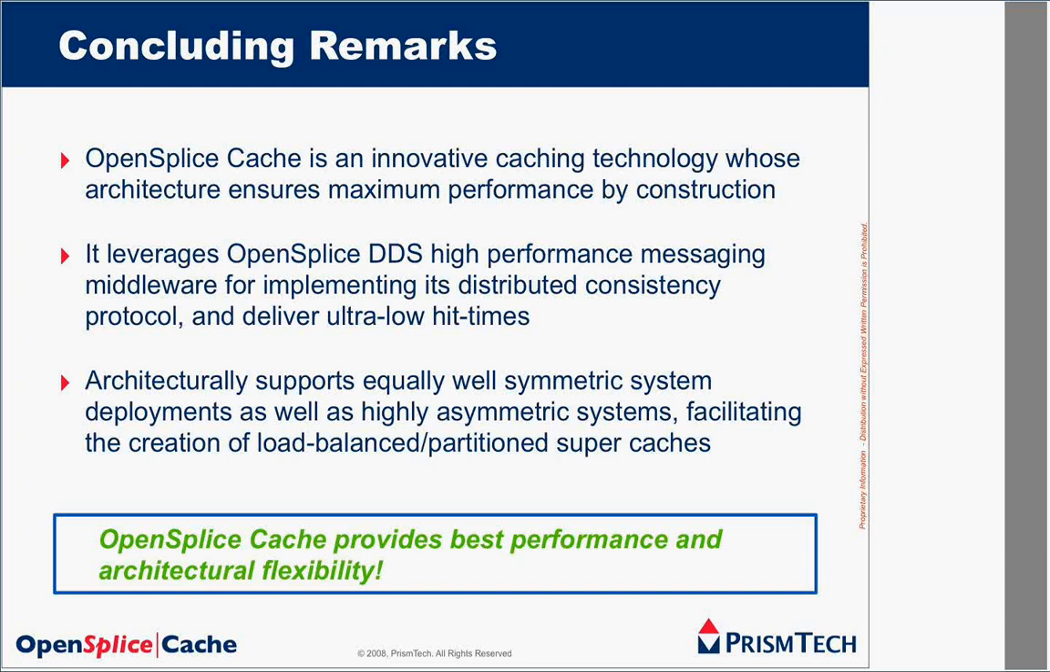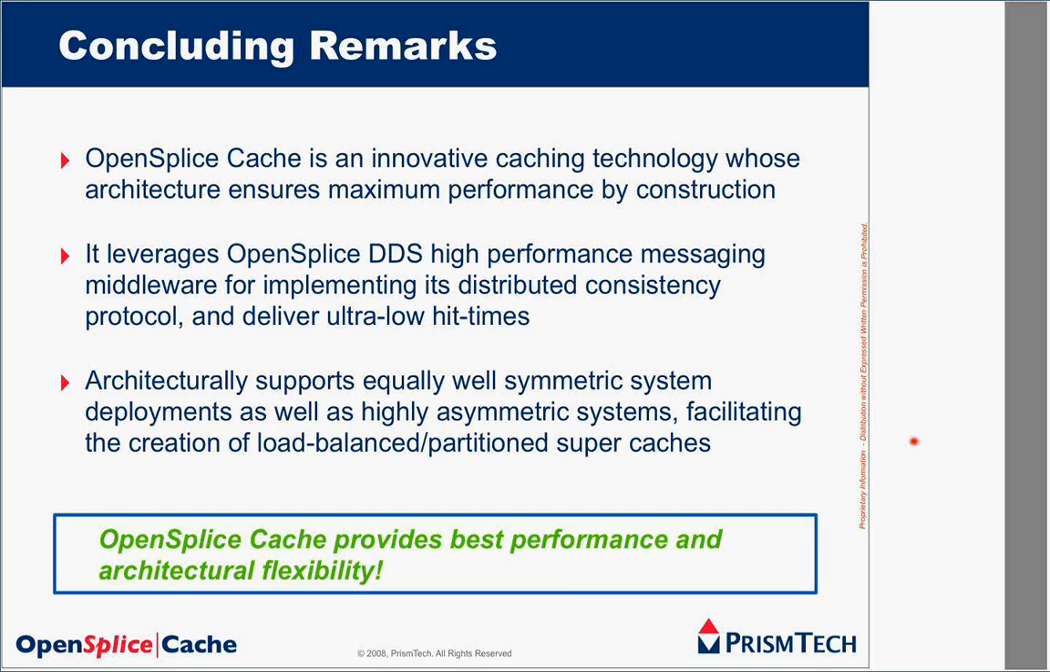Another important point is that architecturally we can support equally well symmetric systems as well as highly asymmetric systems. And indeed, you can really deploy OpenSplice Cache in embedded systems because our memory requirements are not much beyond that of the minimal layer of OpenSplice EDS, which is around 1 megabyte. So you can still deploy this solution as long as you have a few megabytes to allocate to it, which is pretty good.